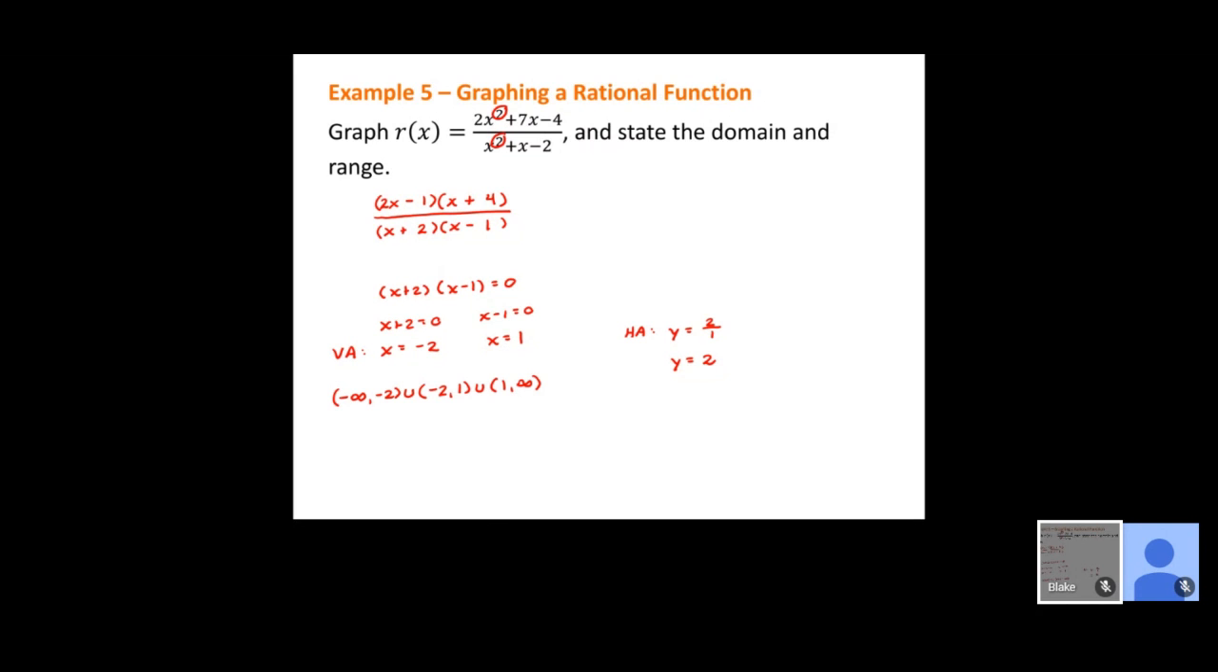Okay, so when we list out our domain now, we just need to make sure we put those restrictions in the domain. Now, same thing with horizontal asymptote. That's going to be the only restriction on the range. So in terms of range this time, we're just going to go from negative infinity to 2 and from 2 to positive infinity.